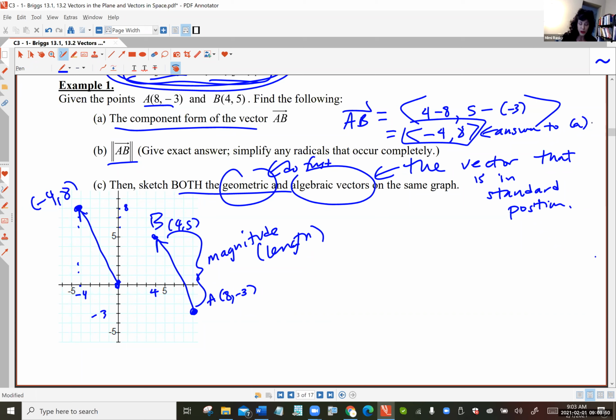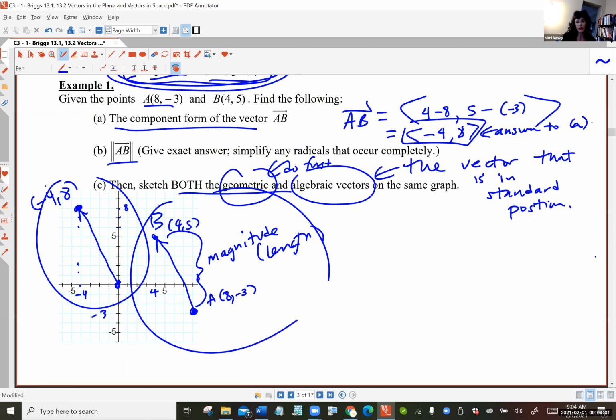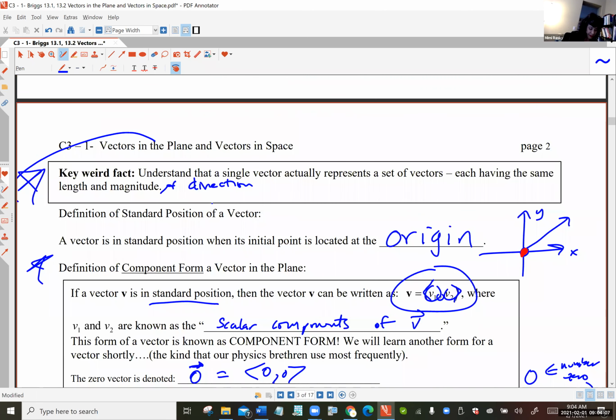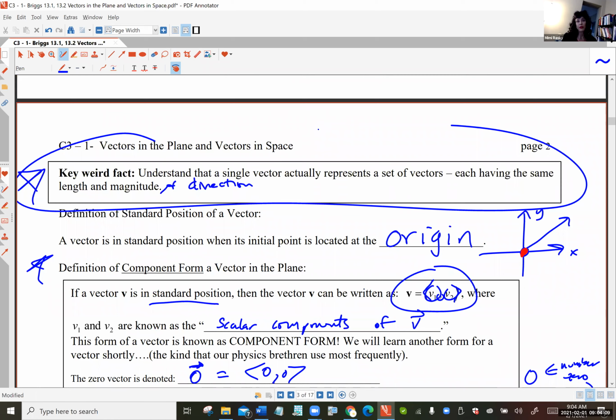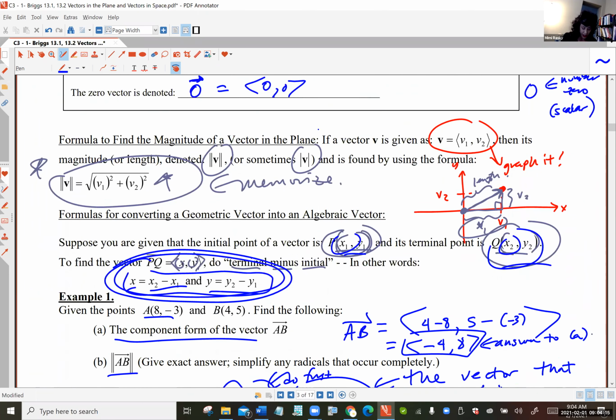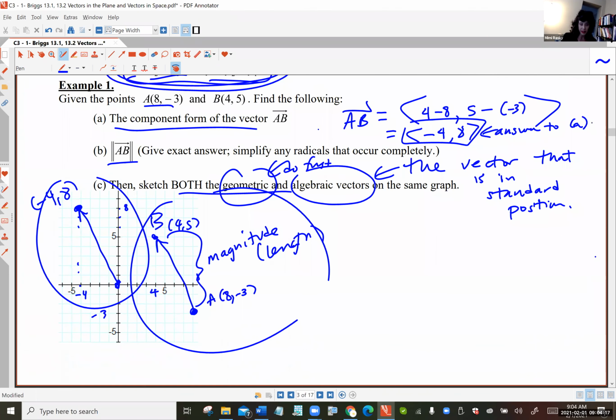Well, which one of the vectors is AB? They both are. One of them is down here and just sort of out there, not in standard position. And the other one is in standard position. They're both really the same vector. Remember that key weird fact I told you about? That every single vector that you see is representing a whole infinity bunch of vectors as long as they share the same magnitude and they share the same direction. And so there you go. Those are really the same vector.